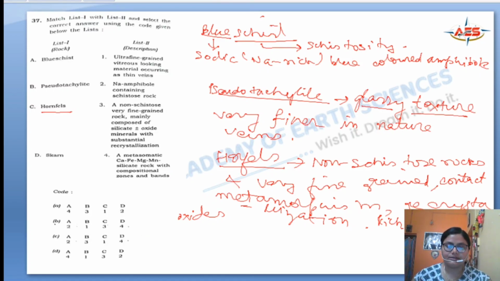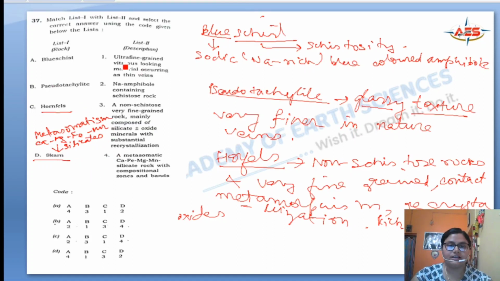Now the third is hornfels and the fourth we have is skarn. What is skarn generally? Skarn is also formed due to contact metamorphism or metasomatism, and they are rich in Ca, Mg, Fe, Mn silicates. This is skarn.